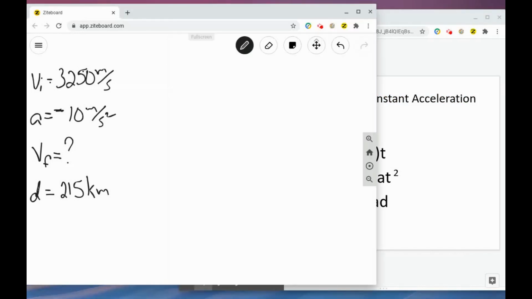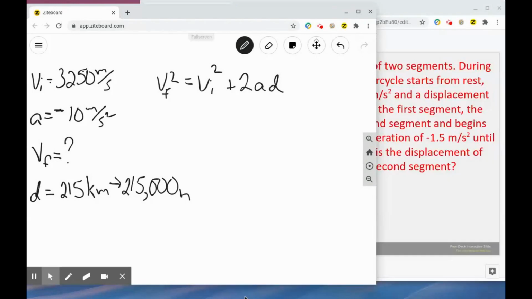Before we start, let's check our units. We've got meters per second squared, and kilometers. So we need to change this to meters: 215,000 meters, to make sure everything's in the same unit. So we're going to use VF squared equals VI squared plus 2AD. And now it's just a matter of plugging in the values and solving.